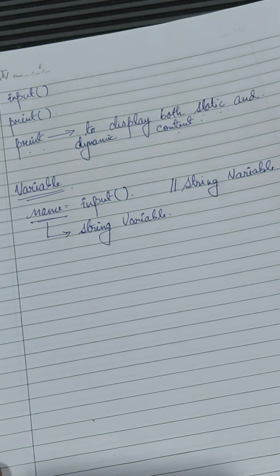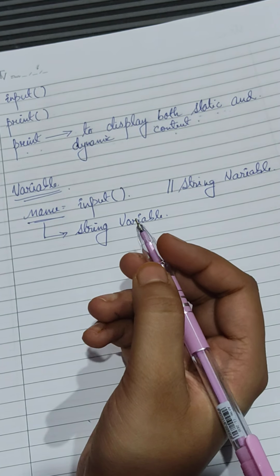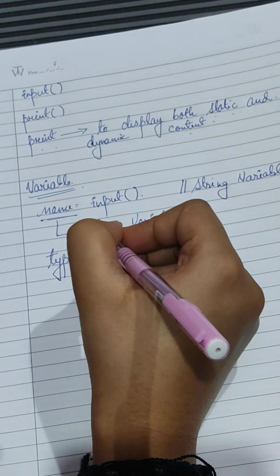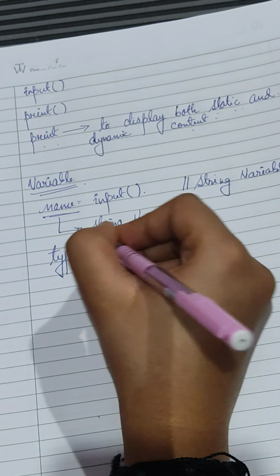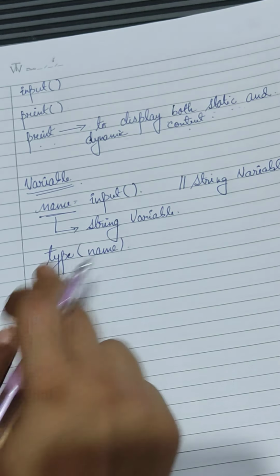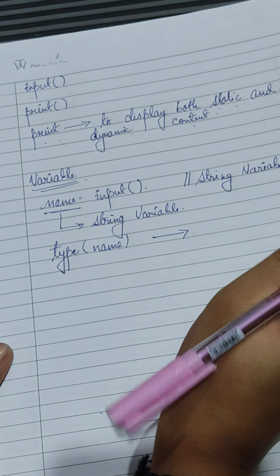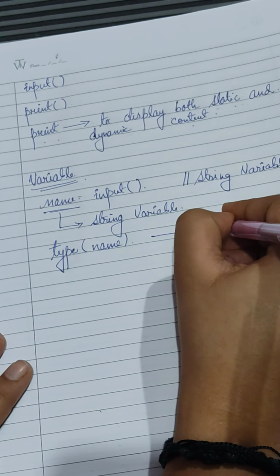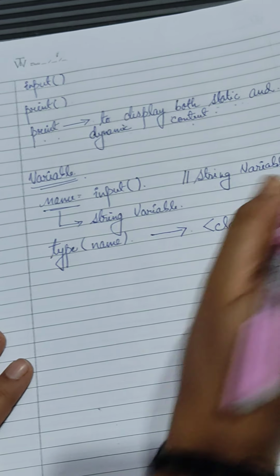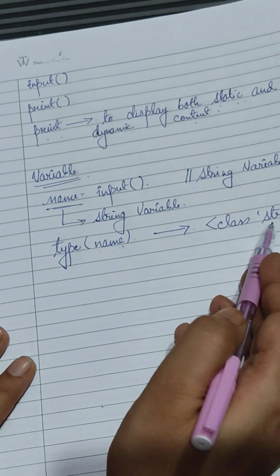Okay. So if you want to check the type of this name, Python has a keyword called type, which is used to check the type of a variable. So I want to check the type of this name variable, right? So I will type this, and the output will come like class str.